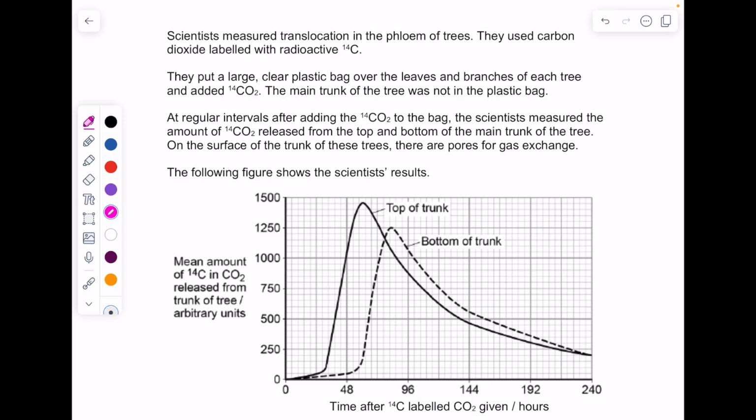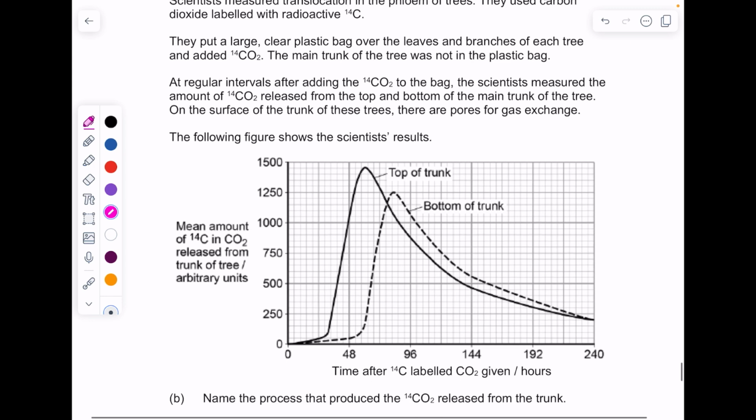Scientists measured translocation in the phloem of trees. They used carbon dioxide labelled with radioactive 14 carbon. They put a large clear plastic bag over the leaves and branches of each tree and added 14 CO2. The main trunk of the tree was not in a plastic bag. At regular intervals after adding the 14 carbon dioxide to the bag, the scientists measured the amount of 14 CO2 released from the top and bottom of the main trunk of the tree. On the surface of the trunk of these trees, there are pores for gas exchange. The following figure shows the scientists' results.